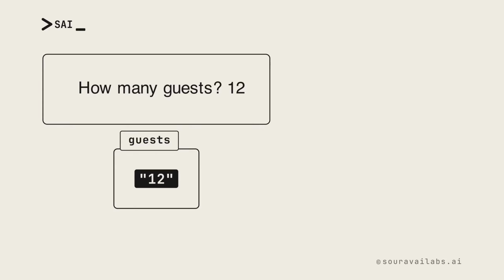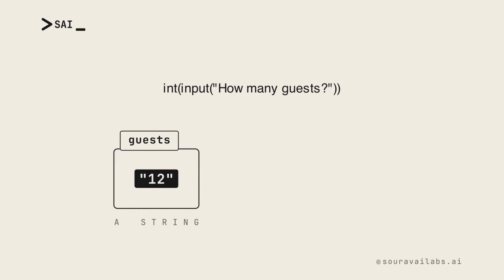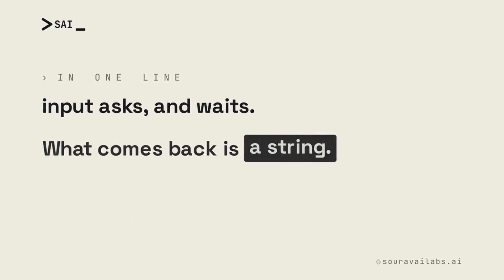But look at the tag on that box: a string. You typed a number and input still handed back a string. And you know exactly what a string does when you ask it to do maths. It breaks. So wrap it, int, around input. Ask the question, take the answer, peel the quotes off, and drop a real number in the box. Input asks and waits. Whatever comes back is a string. Wrap it in int when you need a number.